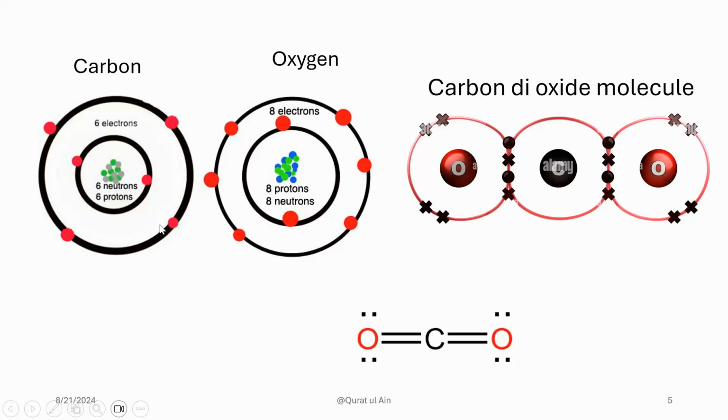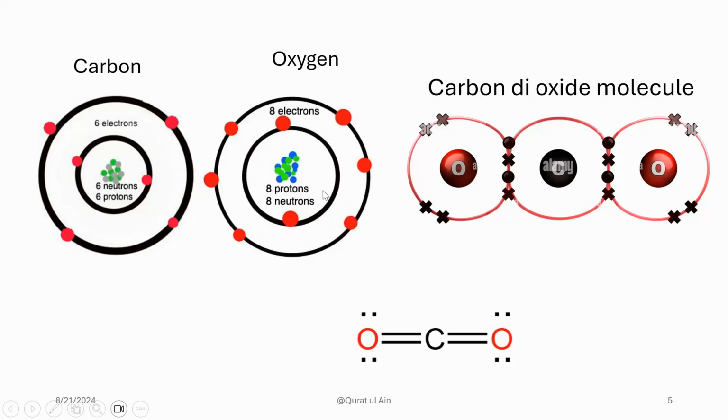So let's start with carbon. Carbon has 6 neutrons and 6 protons in its nucleus, and it has 6 electrons that are distributed in different shells around its nucleus. From these 6 electrons, carbon has 4 unpaired electrons in its outermost shell, that can potentially be involved in bonding.